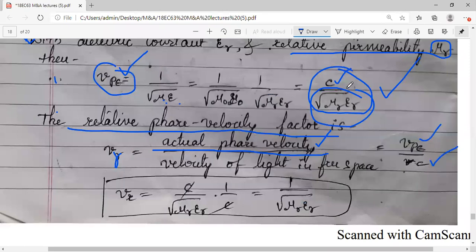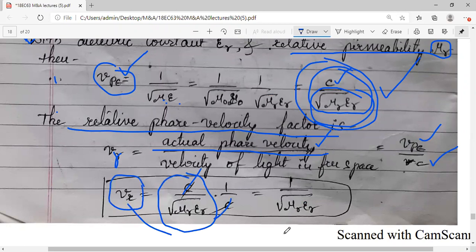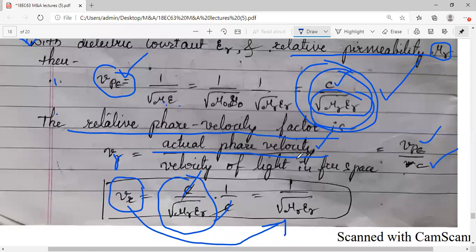Now in the Vp equation, just now we have calculated c by root of mu r epsilon r. Substitute that, divided by c. So c gets cancelled. The relative phase velocity factor is equal to 1 by root of mu r epsilon r. So this is the equation. So three equations we have seen.